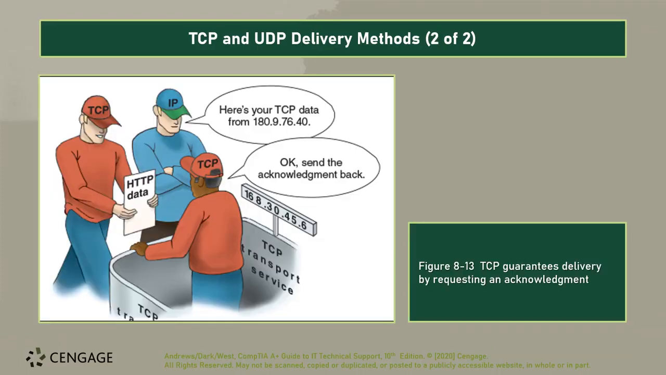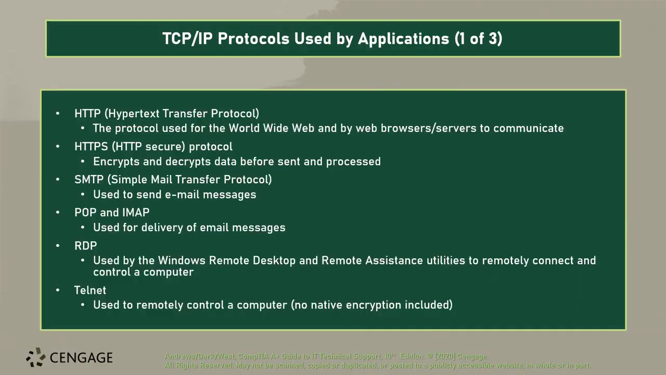Here we can see IP and TCP working together to make a delivery. They're dropping off the HTTP data with the transport service, and the acknowledgement is being sent back. Some other protocols being used by applications in the TCP/IP stack: HTTP, Hypertext Transfer Protocol, both its standard and secure versions, will allow us to communicate with web browsers and servers. SMTP is going to send email messages. POP and IMAP are used for delivery.